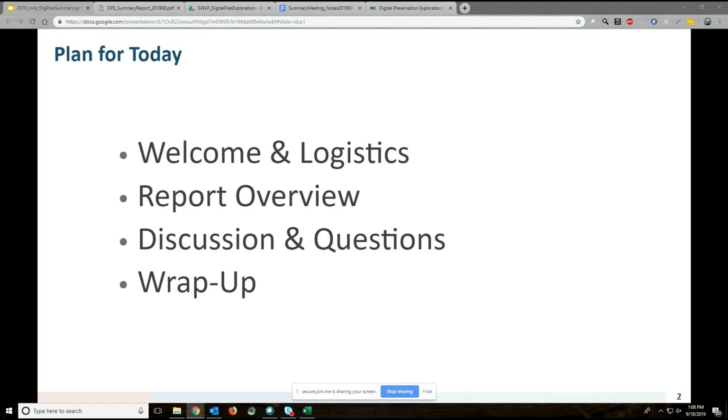The plan for today basically is I'll provide a general welcome and an overview of the basic meeting logistics. Then we'll jump into a report overview where I'll walk through the report that everyone should have access to at this point. We'll walk through all the sections and hit the main points. Many of you will be familiar with some of the key points already, but hopefully this will be an opportunity for people to learn more. Then we'll open the floor to discussion and questions, and there'll be a brief wrap up at the end to make sure everyone's on the same page about what's happening moving forward.